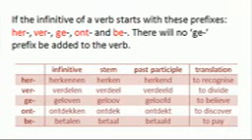Let's look at the examples. Here you see some verbs starting with those prefixes, her, ver, ge, ont, and be. Herkennen, verdelen, geloven, ontdekken en betalen. I think that went too quick. Herkennen, verdelen, geloven, ontdekken, betalen. You see the translation yourself. In those cases, there's no ge prefix added to the past participle. The past participle is in that case herkend, verdeeld, geloofd, ontdekt, betaald.